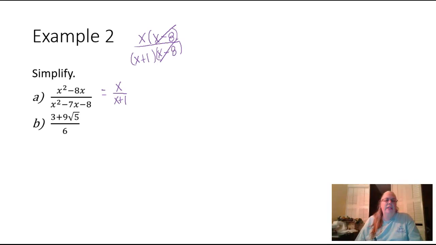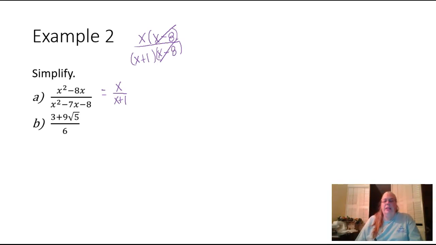Now remember, we're only canceling factors, so these two x's will not cancel one another out. This x is not a factor. It's actually an addend. An addend because the plus sign right here, these two things are being added together, so we cannot cancel those out. And this fraction is now in lowest terms.